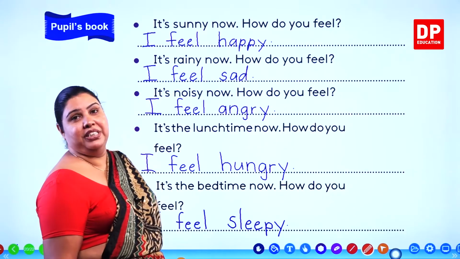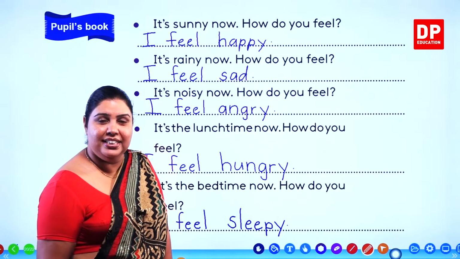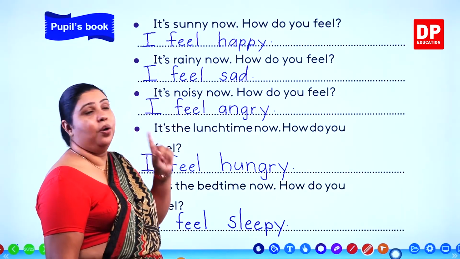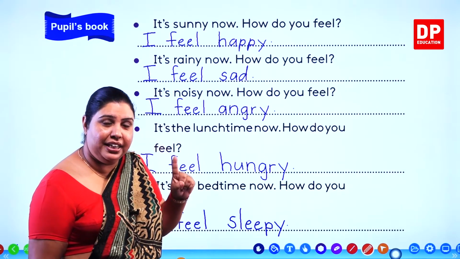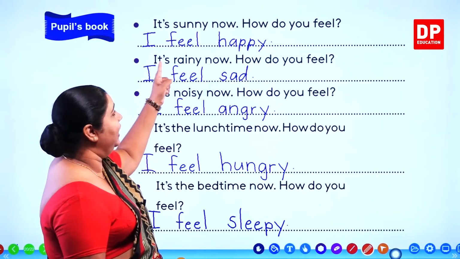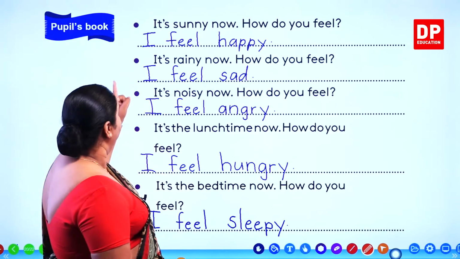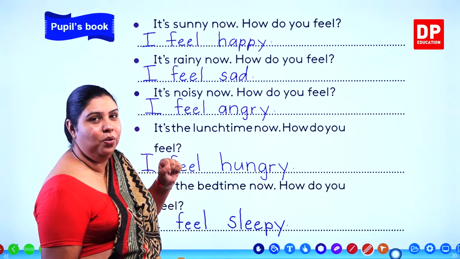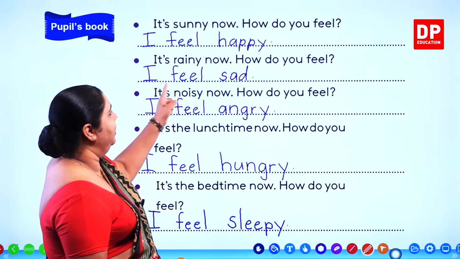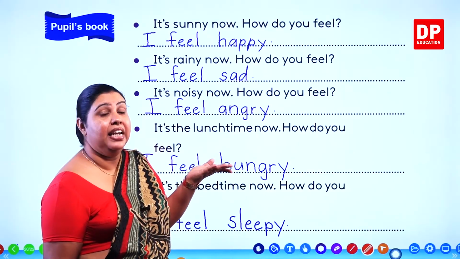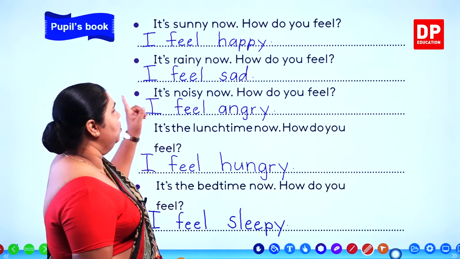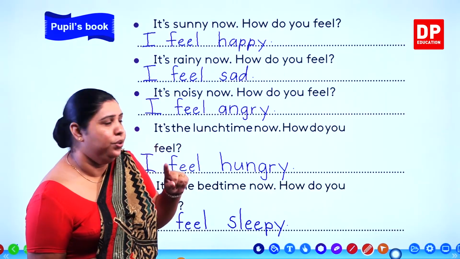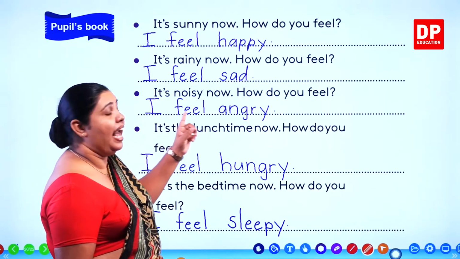Okay. Now we found the answers to our questions. Let's read them once again, children. Look at this. It's sunny now. How do you feel? I feel happy. It's rainy now. How do you feel? I feel sad. It's raining. I'm sad. It's noisy now. How do you feel? I feel angry.